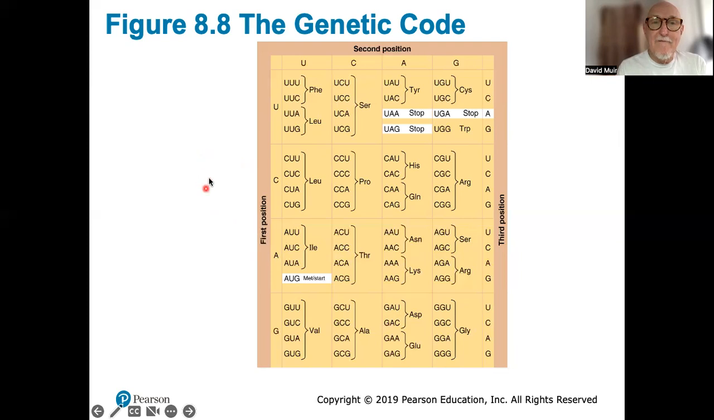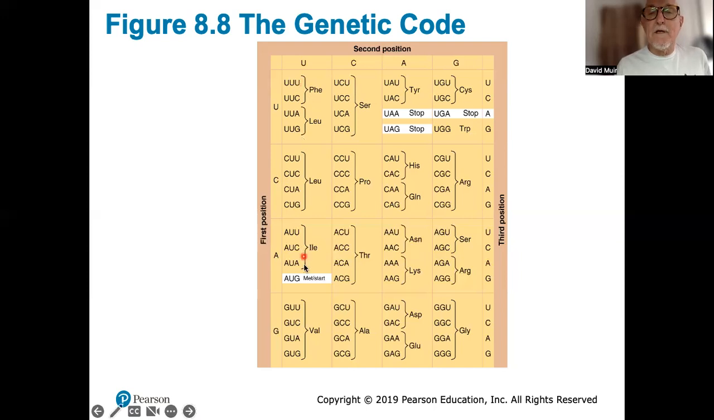So this is 5', and this is the 3' end there. So this reads 5' U, 3'. Okay. So here's the first thing to notice.